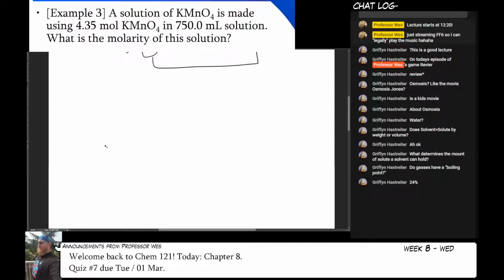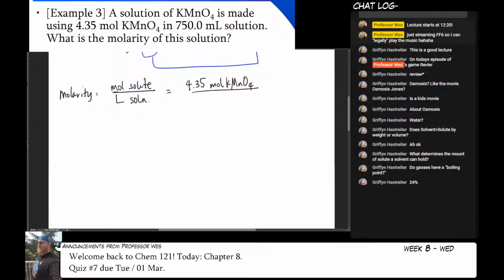So, I need to do this to ungrayscale it, which I've learned how to do now. And so we've got molarity, which equals moles of solute over volume of solution in liters. So we'll just put the numbers in here. 4.35 moles KNO... Oh, not KN. I thought it was potassium nitrate. It's potassium permanganate, KMnO4, divided by the volume.